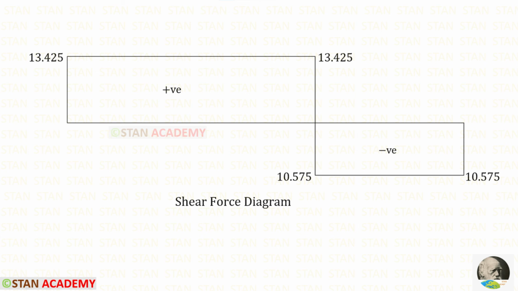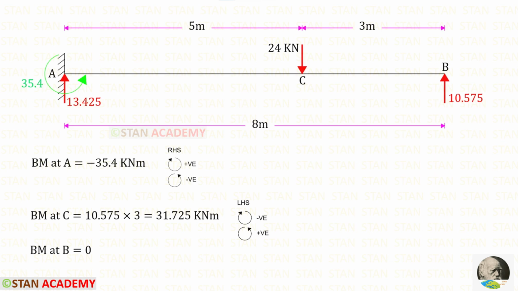Here you can see the shear force diagram. To find the moment at the point A, we can use right hand side rule. At the point A, we have MA, which is acting in the anti-clockwise direction, so it will be negative. To find the moment at the point C, we can use left hand side rule. RB is acting in the anti-clockwise direction, so it will be positive and the distance is 3. For the bending moment at C, we will get 31.725. We know that the moment at the point B is 0.